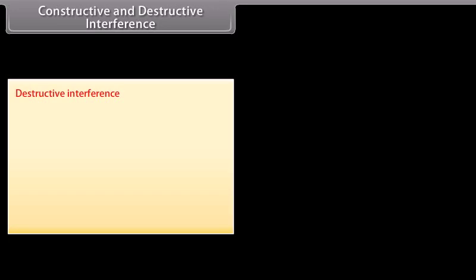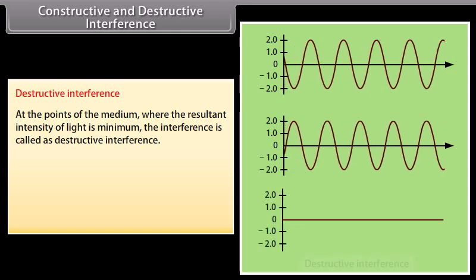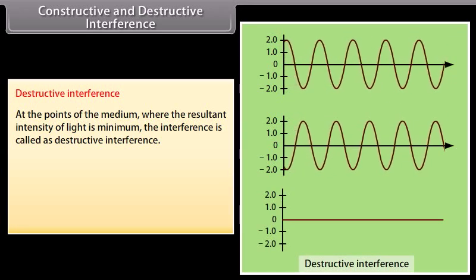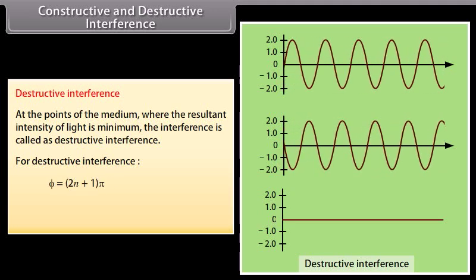Destructive interference. At the points of the medium where the resultant intensity of light is minimum, the interference is called destructive interference. For destructive interference, phi is equal to (2n+1)π or p is equal to (2n+1)λ/2.